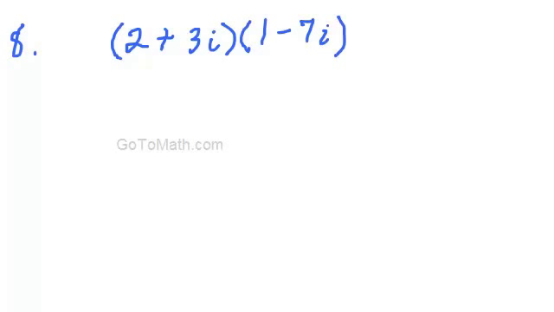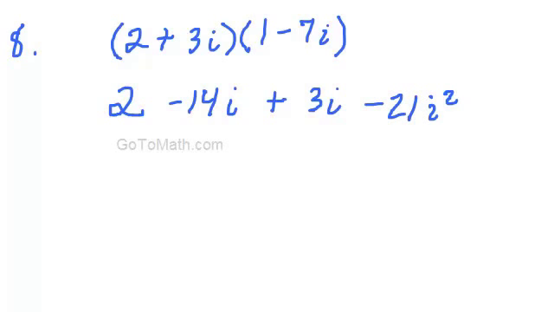First terms: 2 times 1 is 2, plus outer terms: 2 times negative 7i is negative 14i. Inside terms: 3i times 1 is just 3i. And then last terms: 3i times negative 7i is negative 21i squared. Just think of this as going through all the combinations: 2 times this number, and that, and then this, and then this right here.